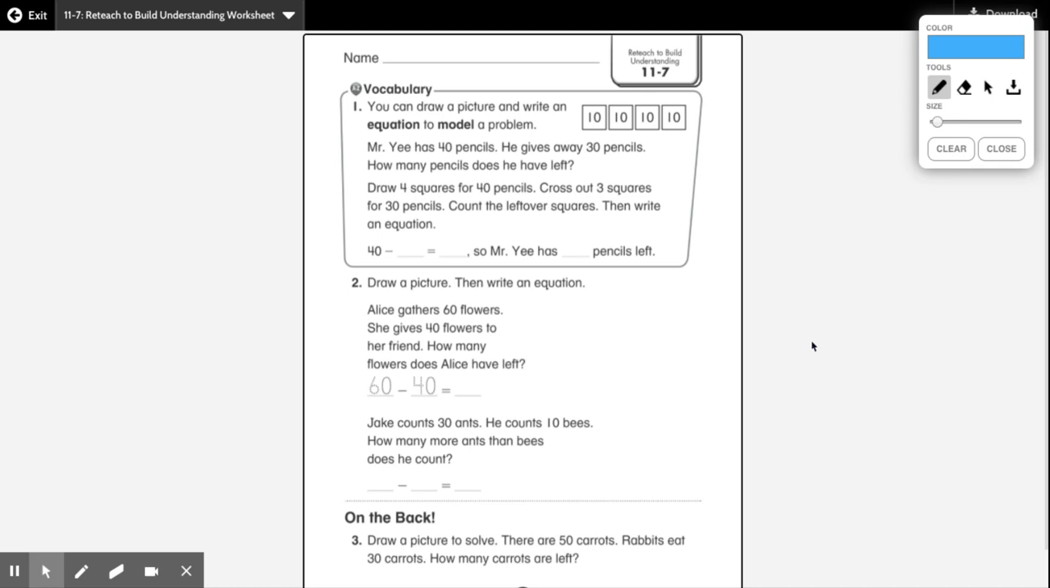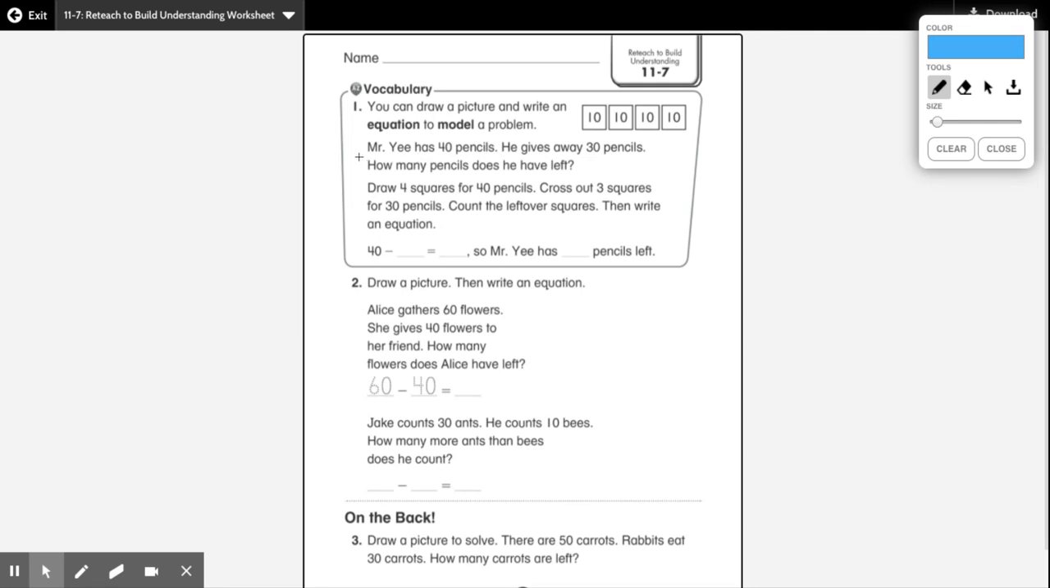Hey first grade, for today's math lesson 11-7, we are going to be learning how to solve subtraction story problems by using a model to complete it, which means we are going to be using a picture to complete it. So let's take a look at number 1. It says you can draw a picture and write an equation to model a problem. Let's see the example they have for us.